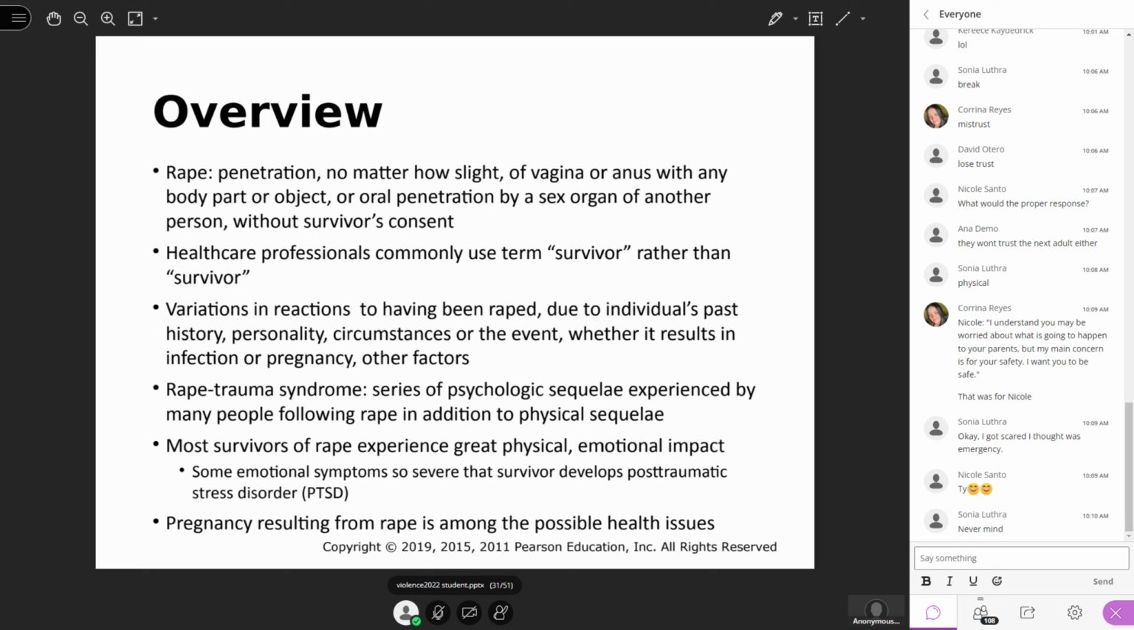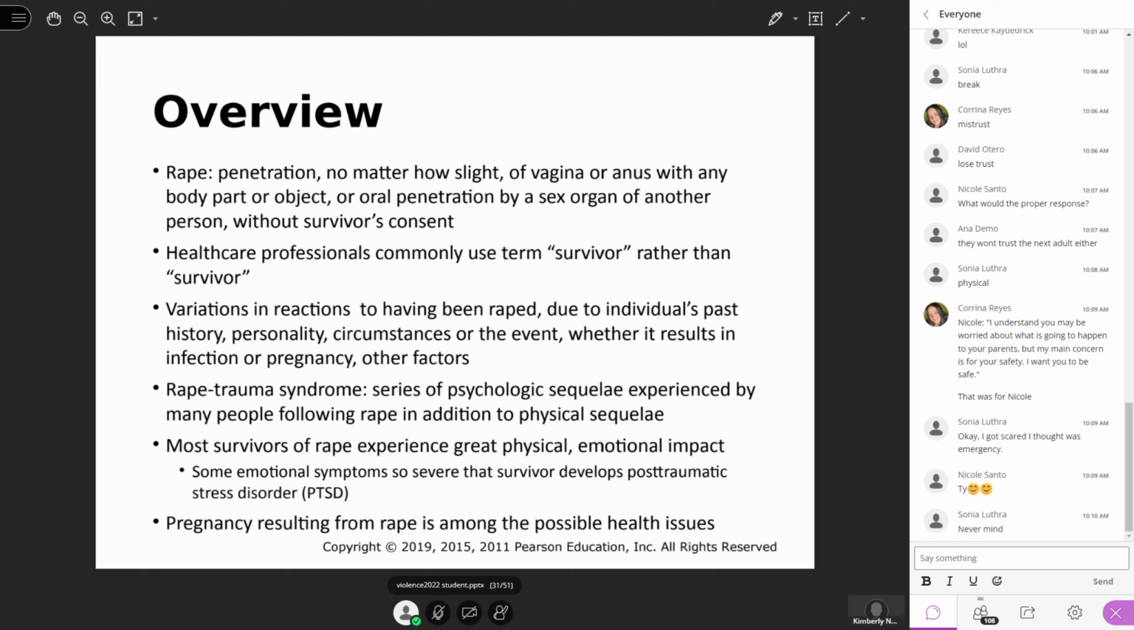All right. So with rape, it is going to be an act of penetration, no matter how slight it may be, of the vagina or the anus or any other body part with an object. It doesn't necessarily have to be a sex organ that they're using. They can use different devices in order to penetrate a person. Okay.